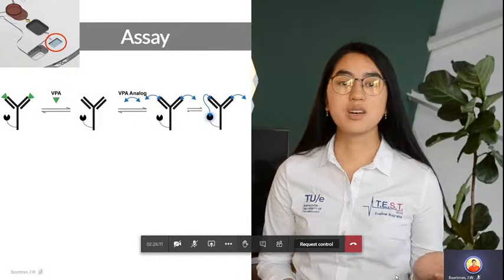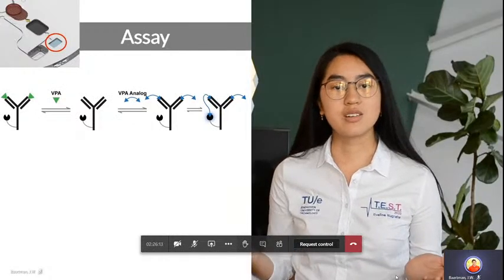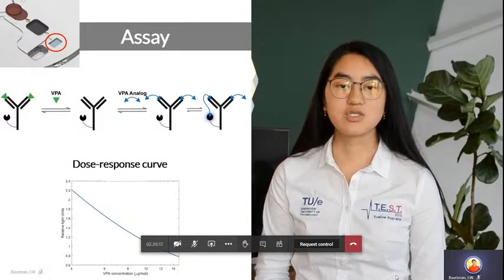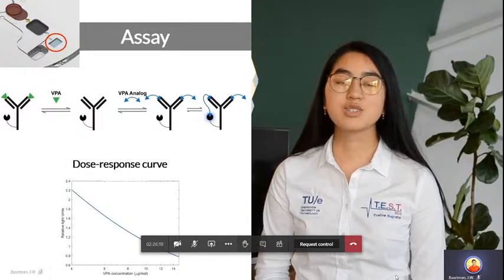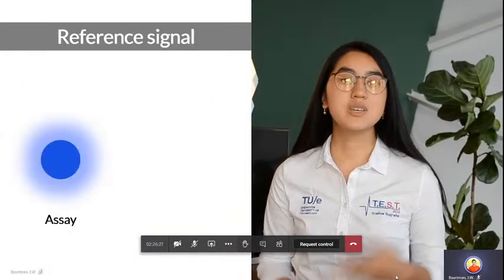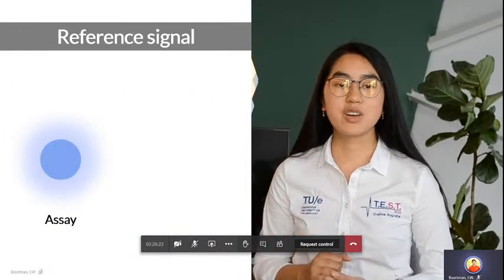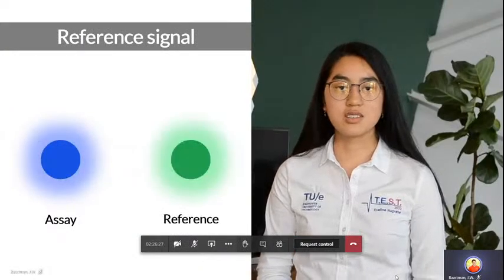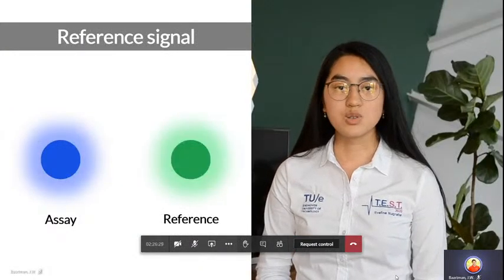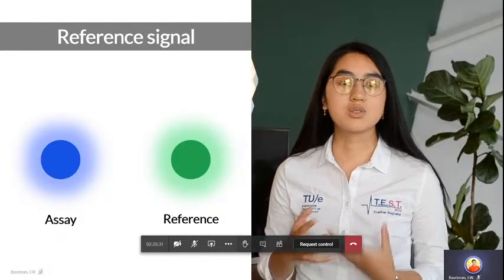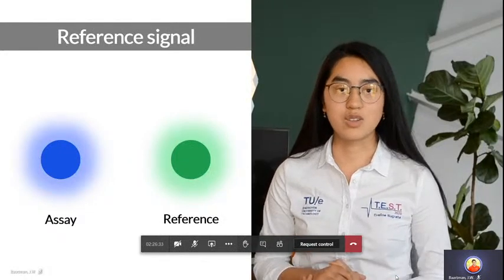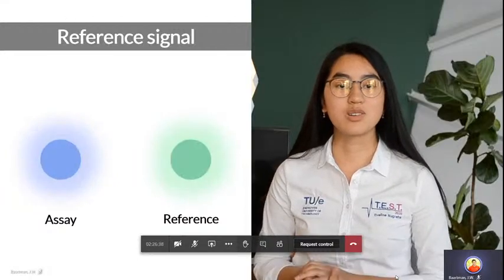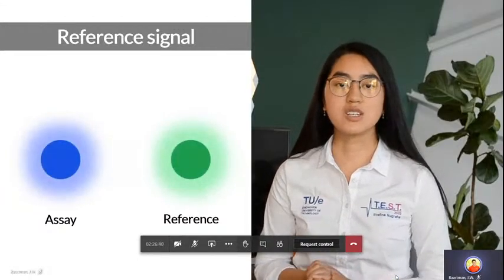Because the VPA from the sample is in competition with the VPA analog, the resulting signal will be inversely proportional to the VPA concentration. To correct for environmental factors such as pH and temperature that might affect the efficiency of the NanoBiT enzyme, we add a reference enzyme. This enzyme is also bioluminescent, meaning that it produces light, but this time at a different wavelength. Finally, the ratio between both signals will be calculated to determine the VPA concentration in the blood.